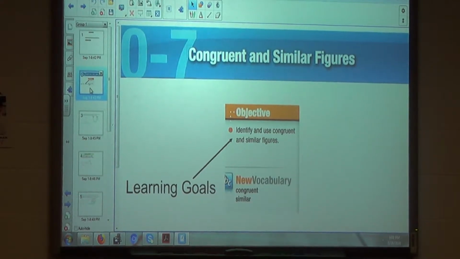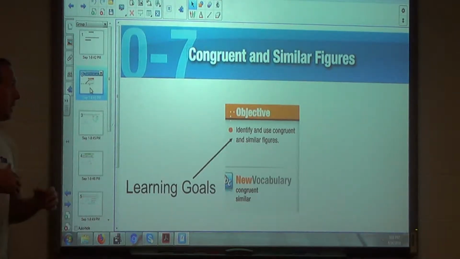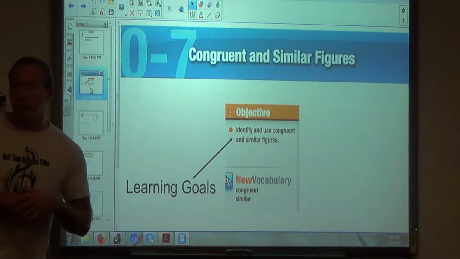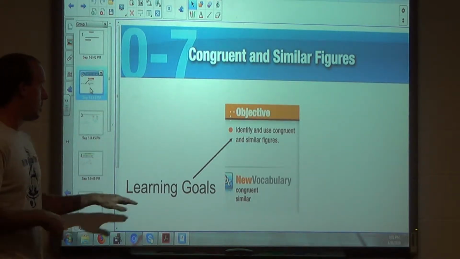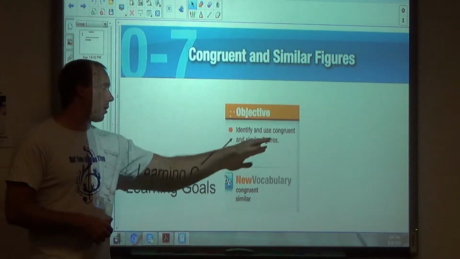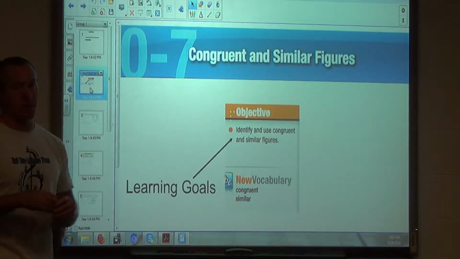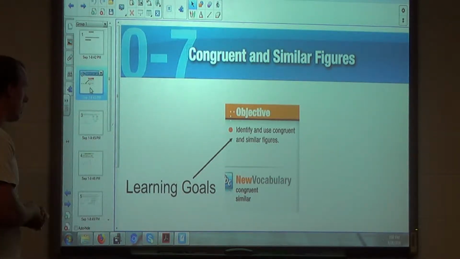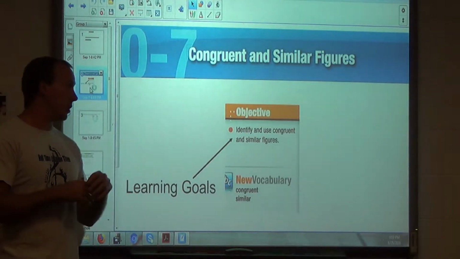Alright, Algebra 2 class. Today's lesson is going to be on congruent and similar figures. So we're going to review a little bit of geometry that you learned last year on congruency and similarity. My learning goal for today is to identify and use congruent and similar figures. So you're going to need to know what the difference is between congruent and similar. Think about what the difference is right now if anybody knows.